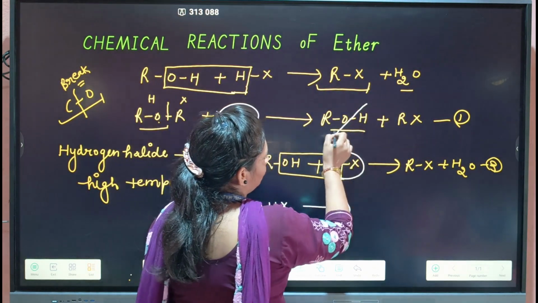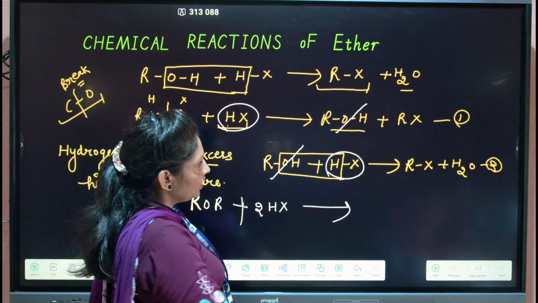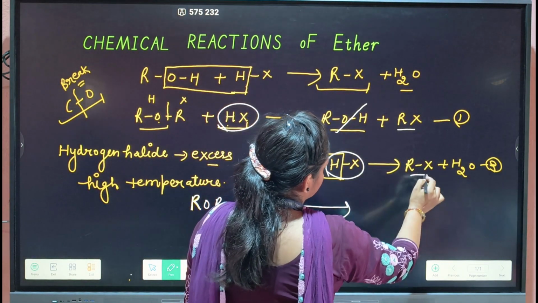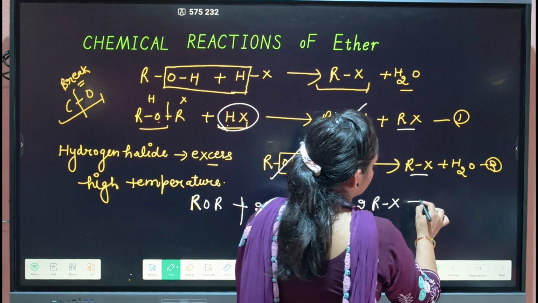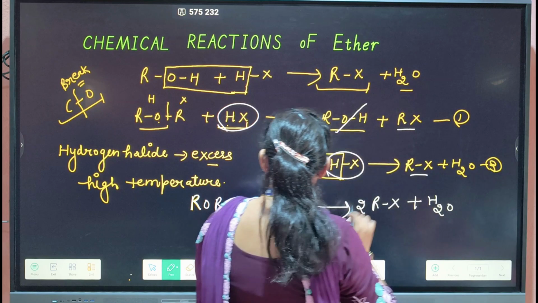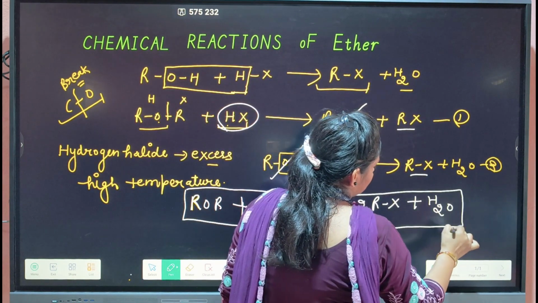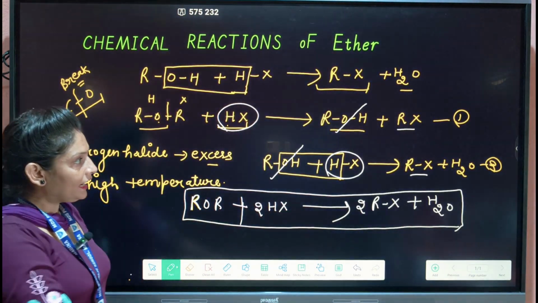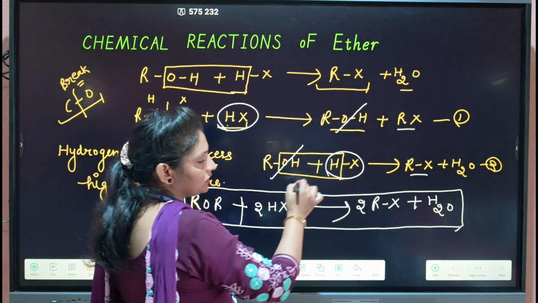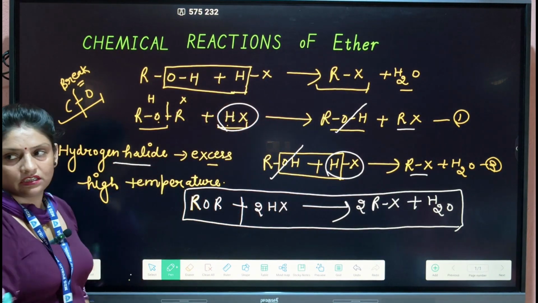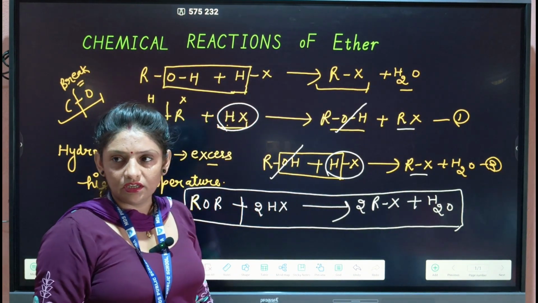Here alcohol is forming and in this it is consuming, so we can cancel it again. So here we will get 1 plus 1, 2 units of haloalkane plus water. Means we can write both of these reactions in a single reaction. This reaction takes place after alcohol also. Why? Because we are using hydrogen halide in excess, so it can react with the second molecule also. Is it clear to you or not?